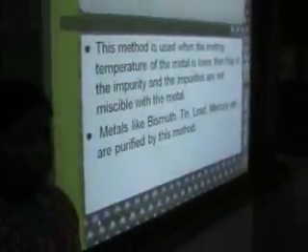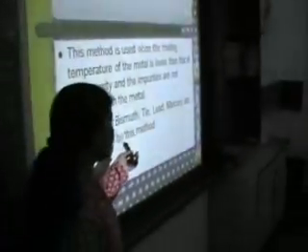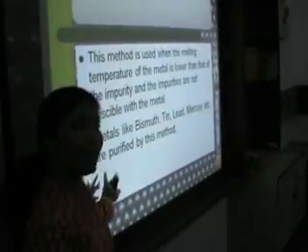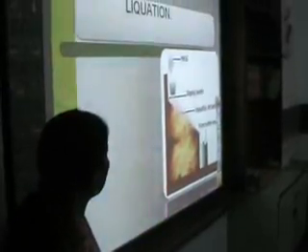What are the metals that we can probably separate by this? Bismuth, tin, lead, mercury, etc. Because all of them are having low melting point. This diagram will give you a better idea as to how exactly your purification will take place.